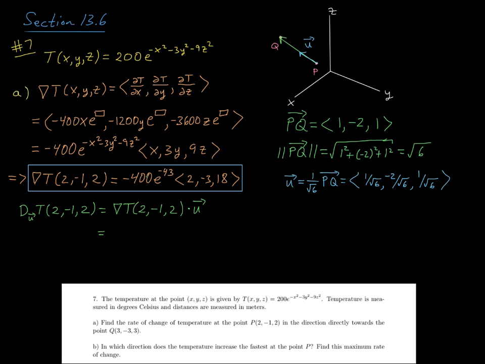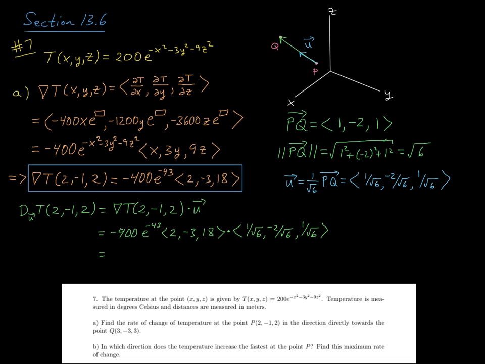So put another way, I'm going to get this thing right here, the gradient, so minus 400 e to the minus 43 times the vector 2, -3, 18. And then I'm dotting that with our unit vector, which has components 1 over root 6, -2 over root 6, and 1 over root 6. Okay, whew, it's pretty involved.